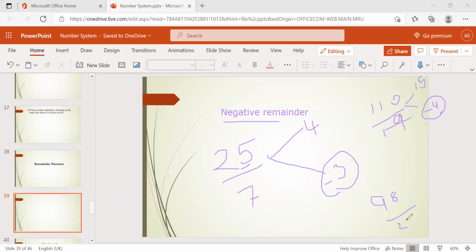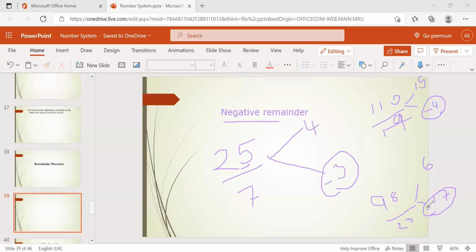Now 98 by 23. So 4, right? See, 4. The remainder is 6. And for the next multiple of 23, 115, what's the remainder? 17, right? Yes, 17 is the negative remainder.